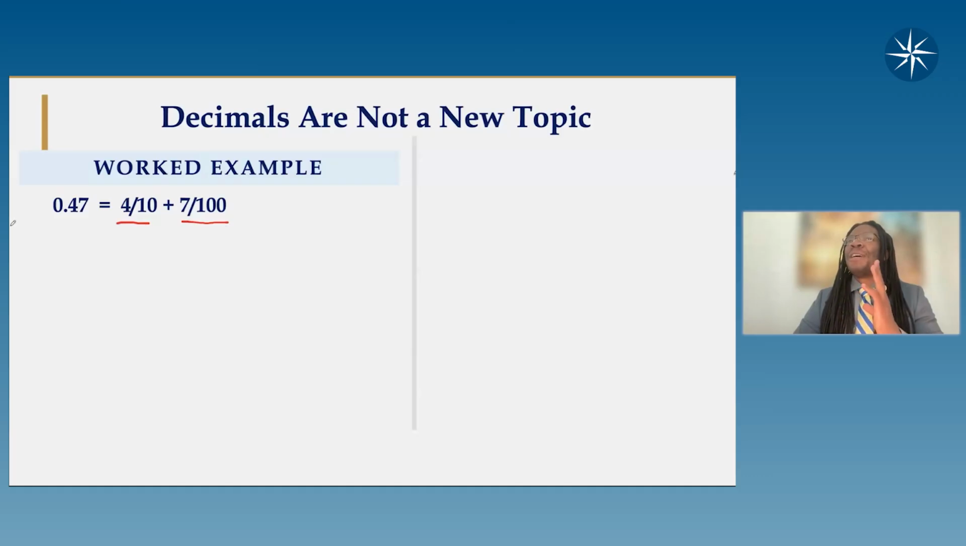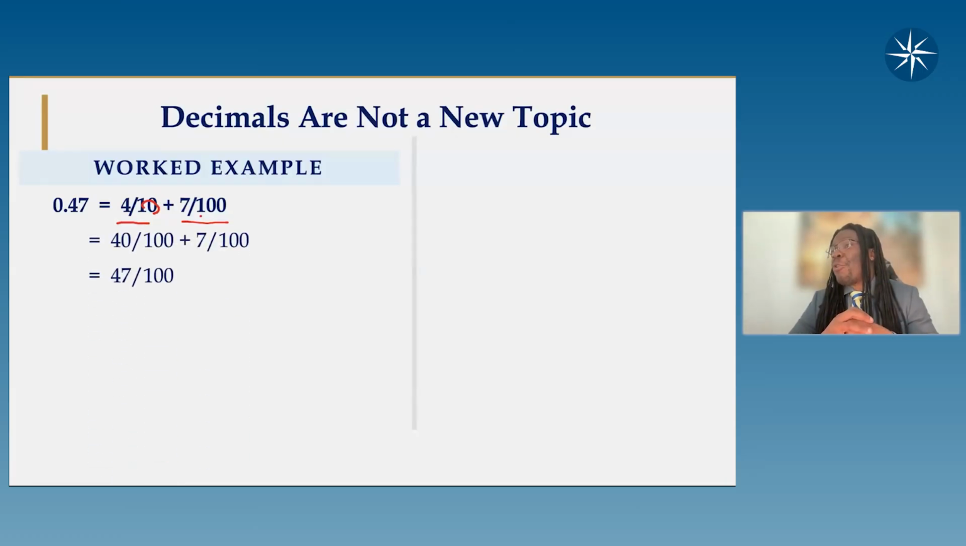Now the next move, can we add these? We are generalizing now. So they would not be using the tiles. By this stage, they would have been able to notice we need to create equivalent fractions here, right? Because the denominators are not the same. We need the same unit size. So they will apply that and get that 0.47 is actually 47 over 100.